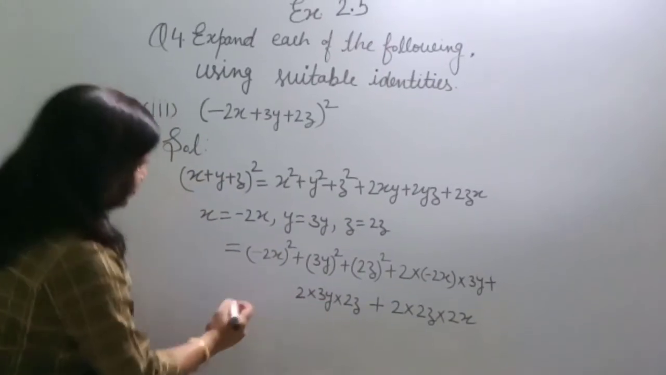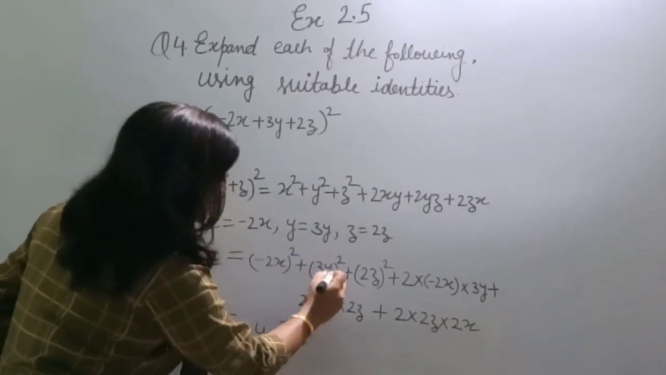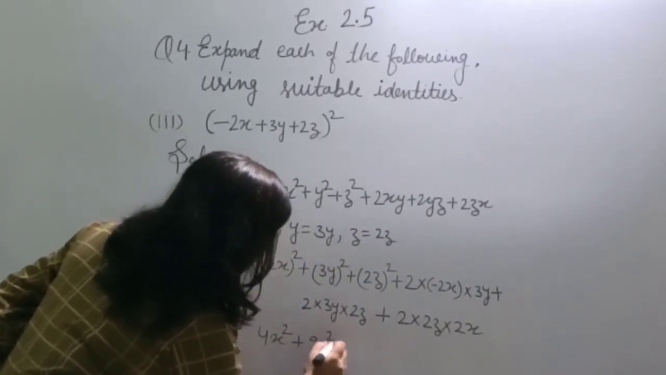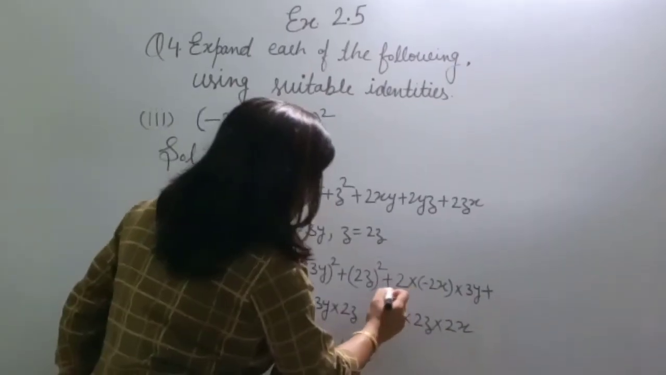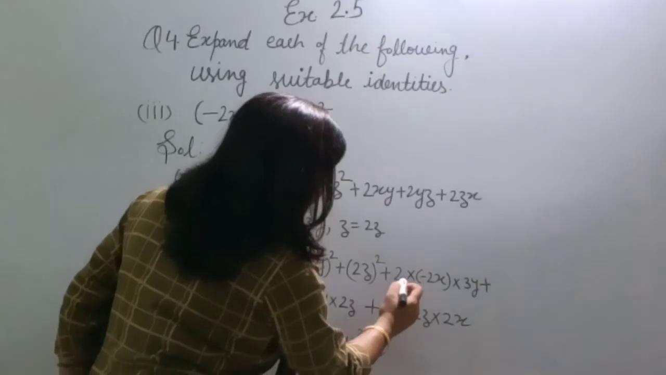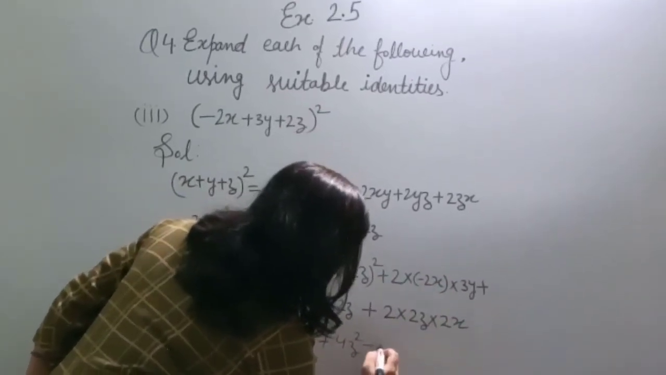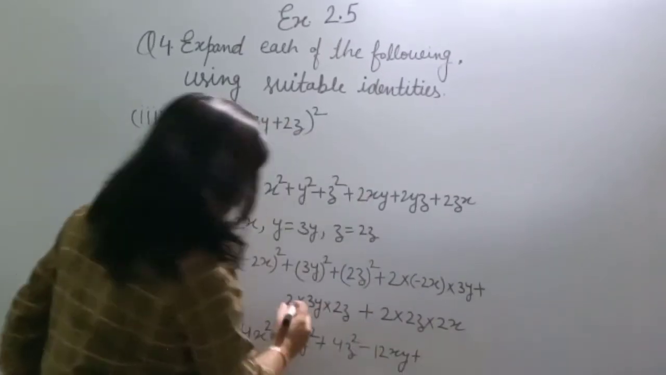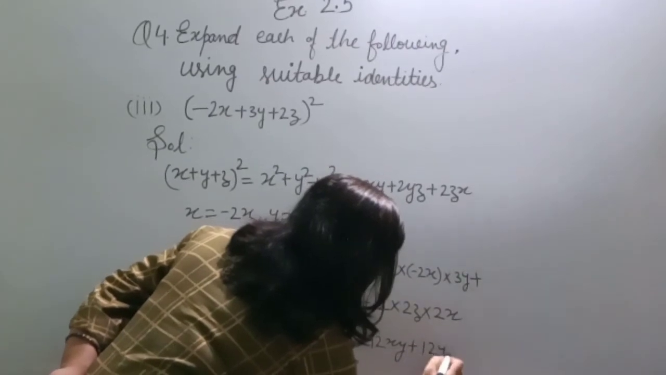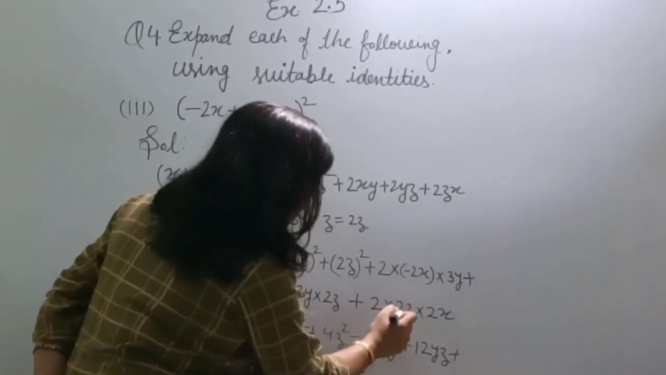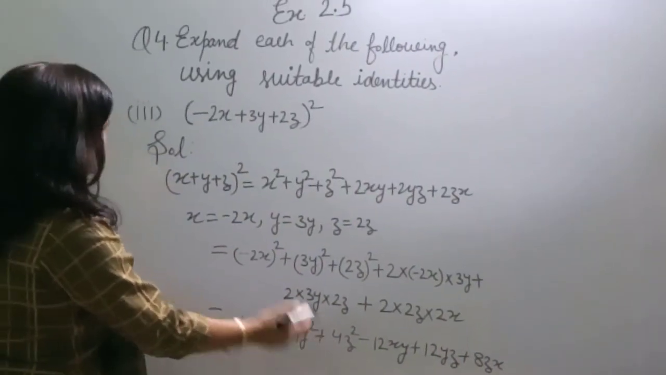Now we will solve this expanded form. Here (−2x)² is 4x², (3y)² is 9y², plus (2z)², that means 4z², plus 2 into −2x into 3y, that means −4 multiplied by 3, that means −12xy. Plus 2 into 3, 6, 6 into 2, 12yz, plus 2 into 2, 4 into 2, 8zx. So this is the expanded form of the third part.